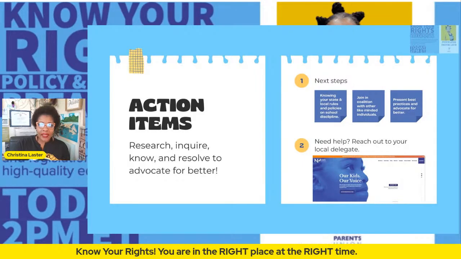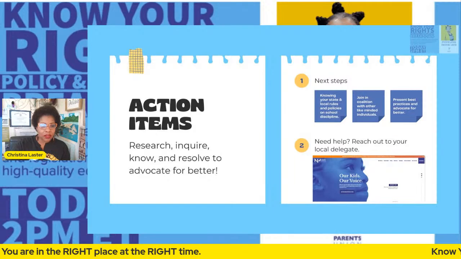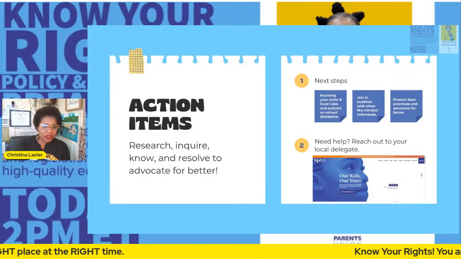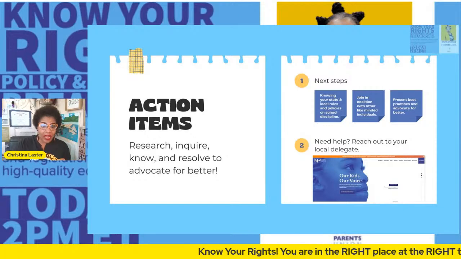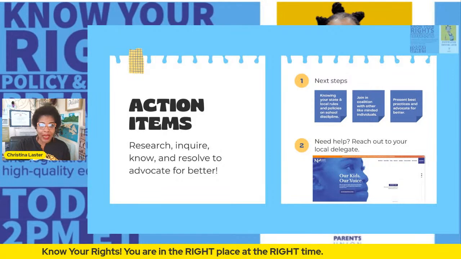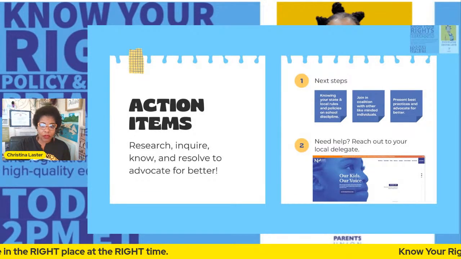Okay. Next steps, knowing your state and local rules and policies on school discipline. I put a whole bunch of information in the chat. All of it has some kind of link or information to another study or some more data. Utilize that for your data to make those changes.